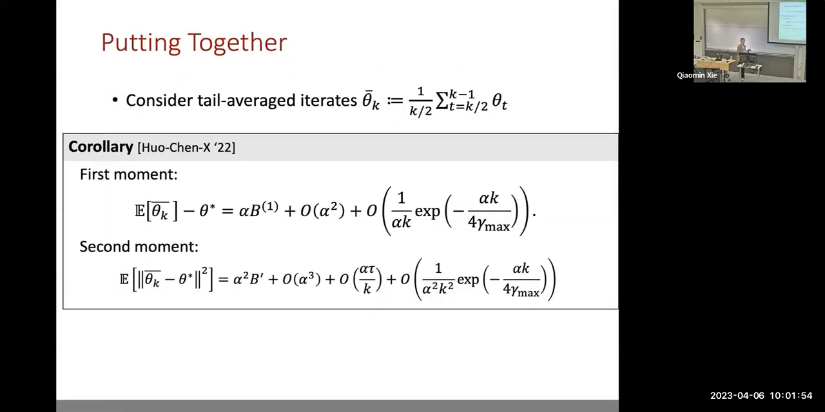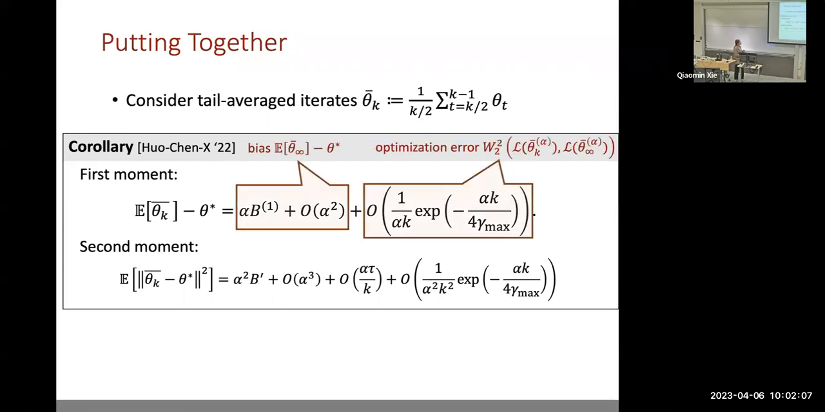Okay, so now if we put everything together, the tail averaging and the bias characterization, then we have the following first moments and second moments for the tail average iterate. So let me pass the results for the first moment here. As we said, averaging the iterates does not eliminate the bias. So you can expect the bias will be similar to the limit of the expectation. We have a similar order of bias that scales with the step size alpha.